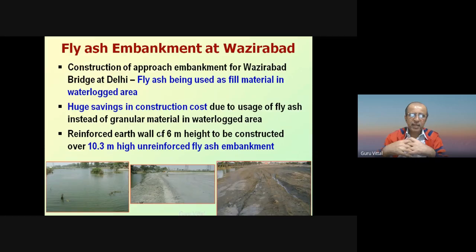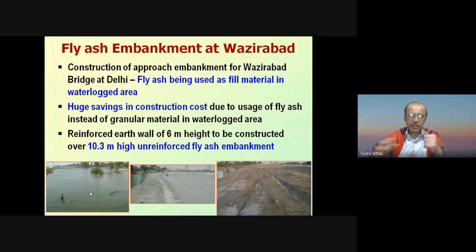Then you would have heard about the Signature Bridge in Delhi, which has been recently constructed. This Signature Bridge is also on the Yamuna River, in the Wazirabad area of Delhi, and there also the approach embankments were constructed. They have used fly ash as the fill material. And here you can see that it's an even worse area because so much waterlogging is there. So the embankment had to be constructed through this waterlogged area.